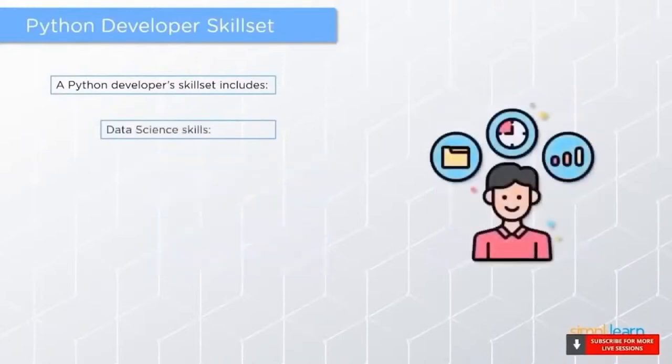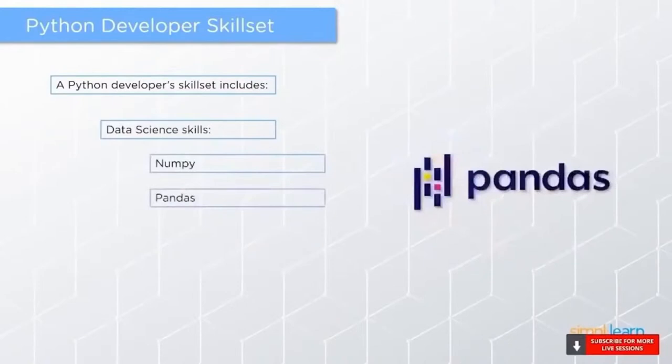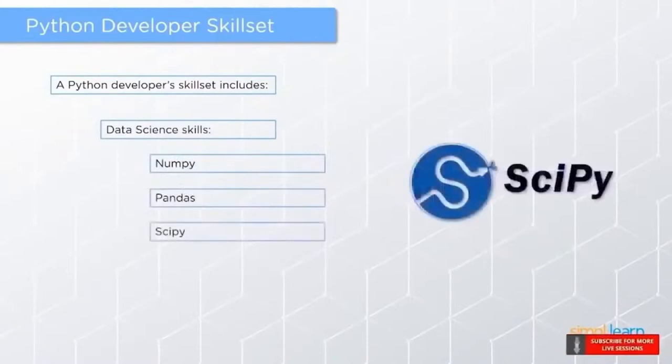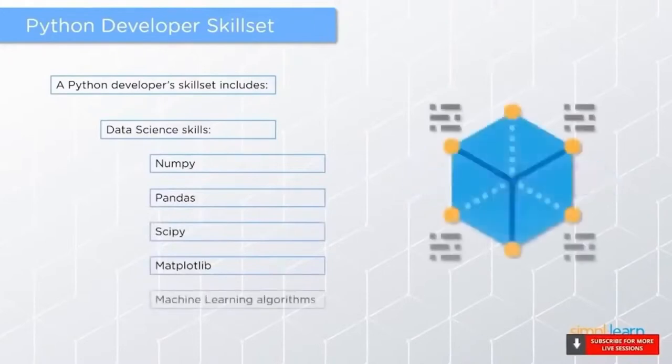When it comes to data science skills, there's NumPy, which is a library for performing mathematical calculations. There's Pandas, which is the library for storing and manipulating data efficiently. There's SciPy, and then there's Matplotlib, which is a library for plotting charts and graphs for a given data. And finally, there are machine learning algorithms, which consist of models like supervised learning, unsupervised learning, etc.